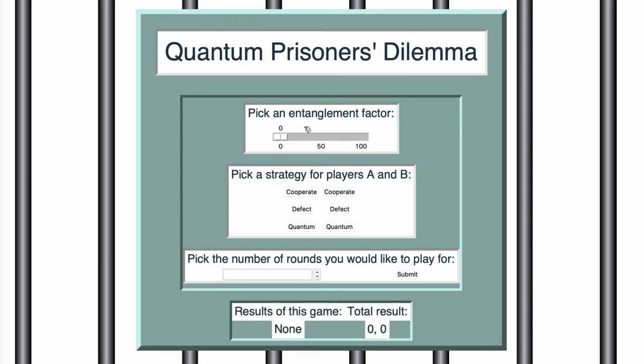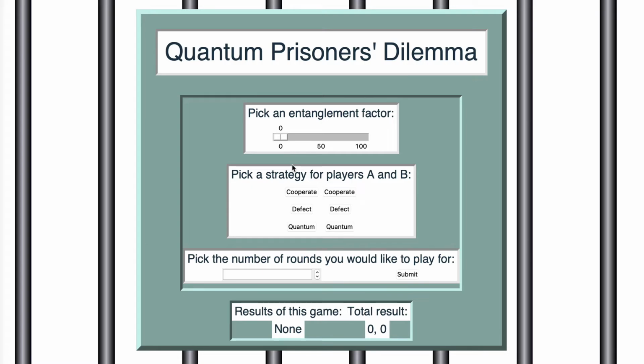So let's start by picking our entanglement factor. And just as a reminder, an entanglement factor of 0 means that this will be a classical game. In other words, there will be no special quantum effects or quantum strategies that can be played when there's 0 entanglement, whereas 100% entanglement would be the opposite. So let's keep it at 0 for now and play a classical game.